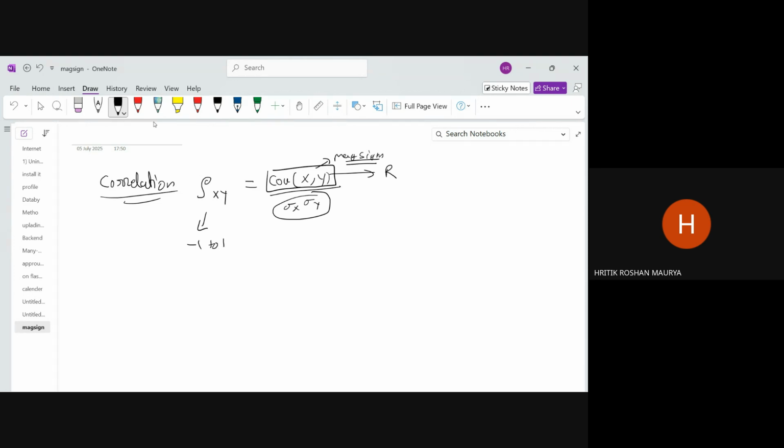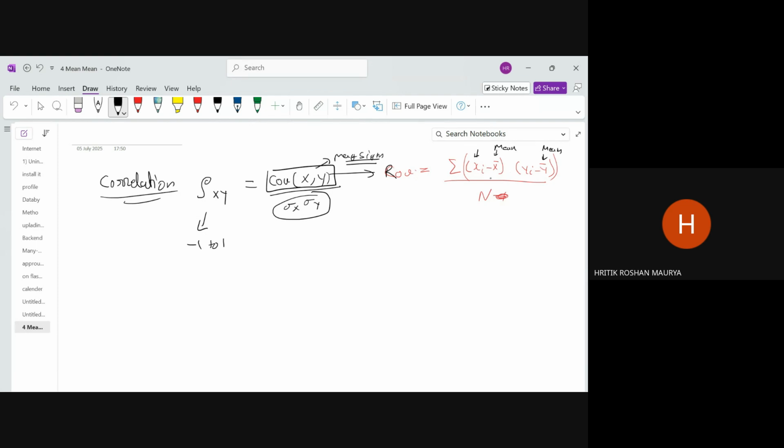Okay, let us understand this covariance first. If you remember the formula from stats 1, it is the sum of (xi minus x mean) times (yi minus y mean), divided by n or n minus 1. So just understand the point: this is the difference of each data point from its mean, and this is also the difference of each data point from its mean.